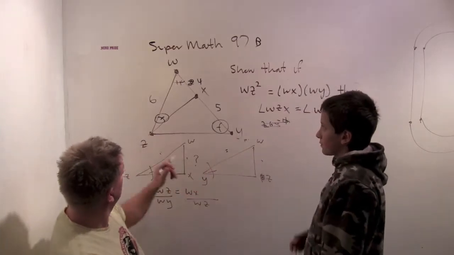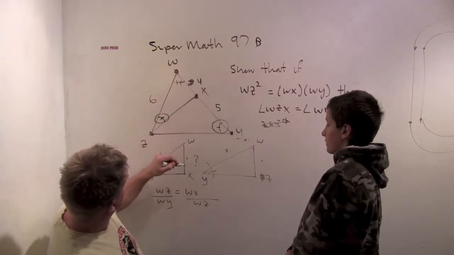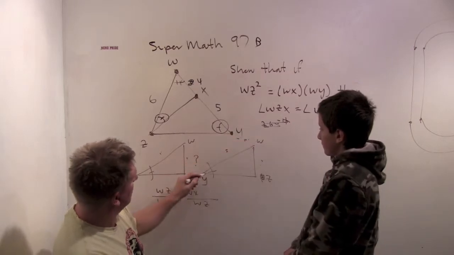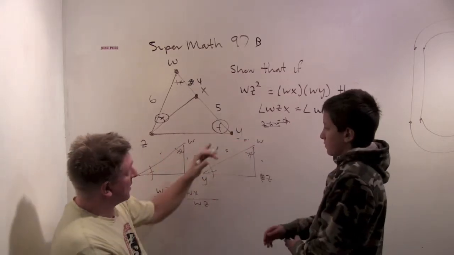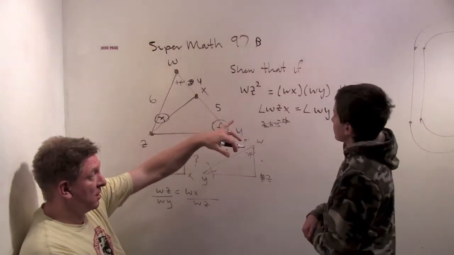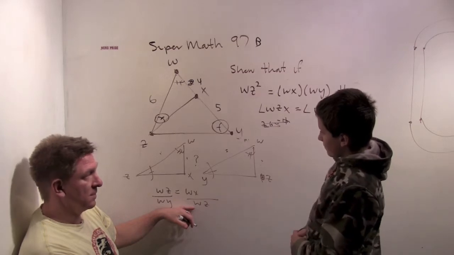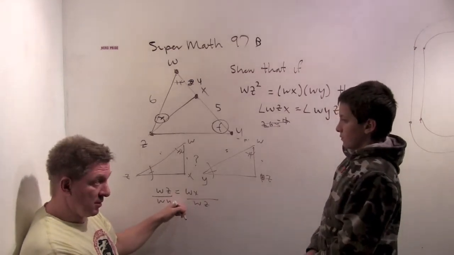And as you pointed out, ZWX, they share that angle, is the same as ZWY. So this angle and that angle are the same. So that relationship up there, that squared equals that times that, turns into two ratios. Pretty neat, right? Yeah. So it turns into exactly the ratios you found.